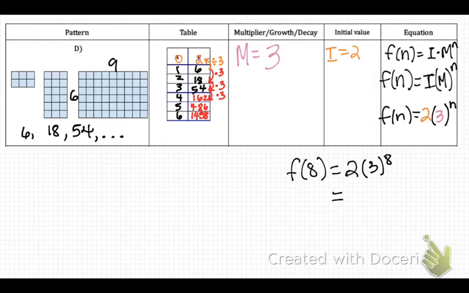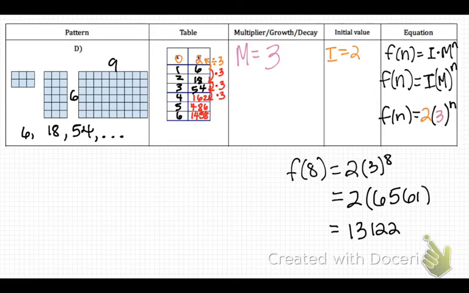Okay, so I have 2 times, what is 3 to the 8th power? What is it? 6,000. 6,561. And then the answer is 13,000 and something? Like this? Okay. Is that okay?